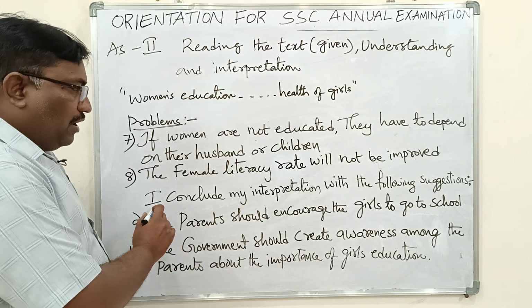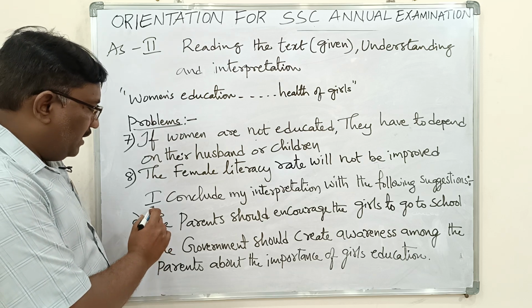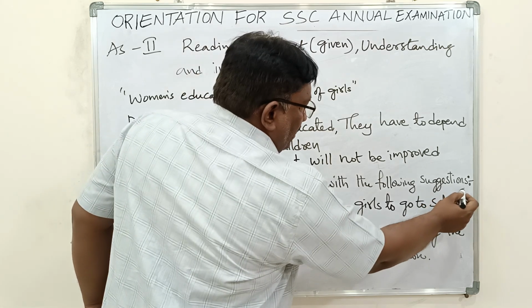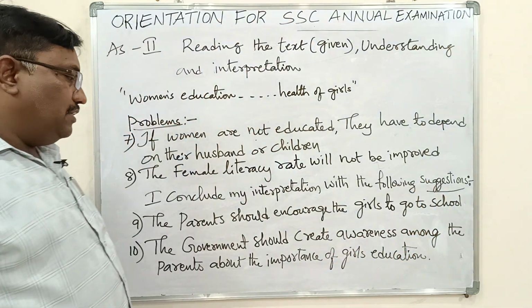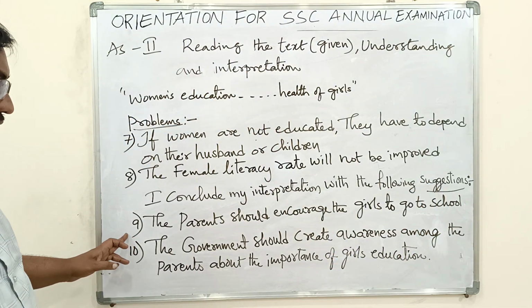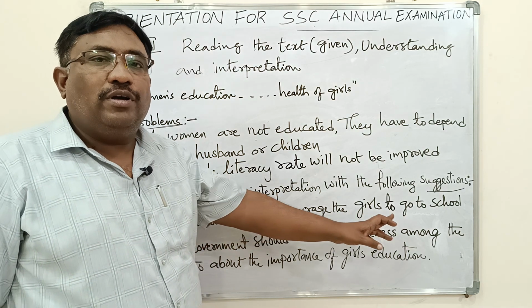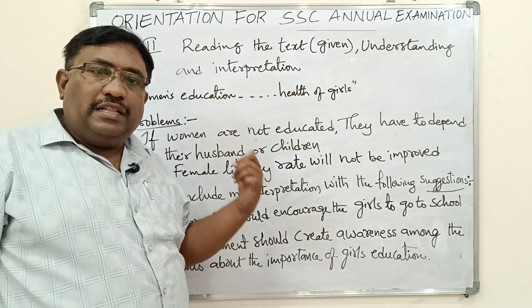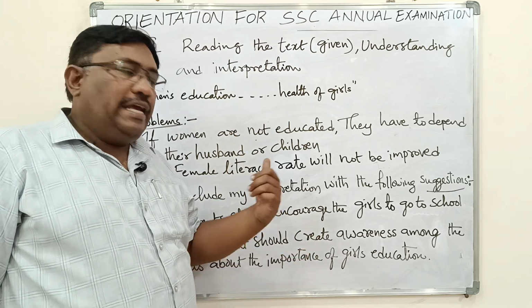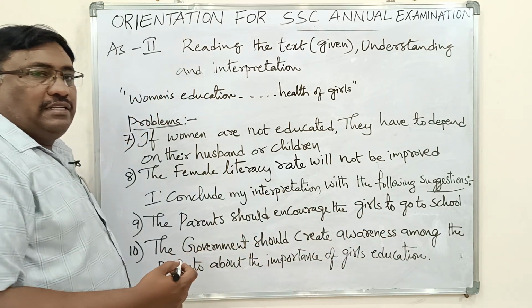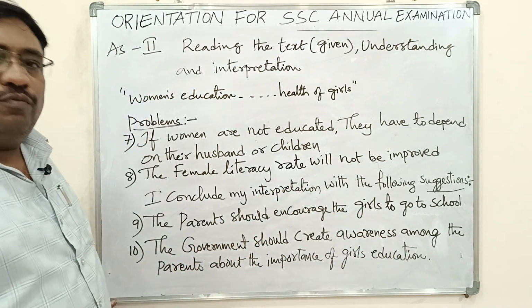At last, we have to write the conclusion, and the conclusion can be done like this. I conclude my interpretation with the following suggestions. So we have to give some suggestions. The first suggestion, that is the 9th point: the parents should encourage the girls to go to school, because the parents are the people who send the girls to school. If they encourage the students, especially the girl child, to go to school, the female literacy rate and the women literacy rate will also improve.